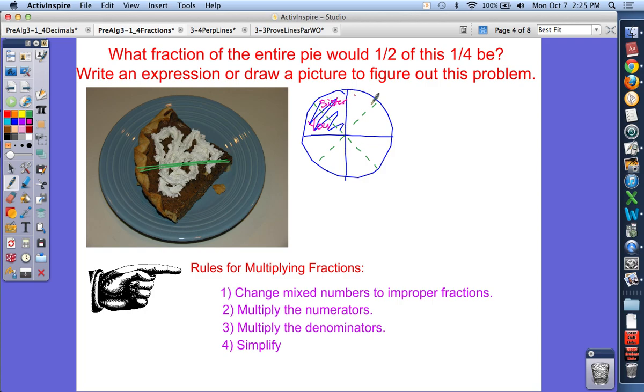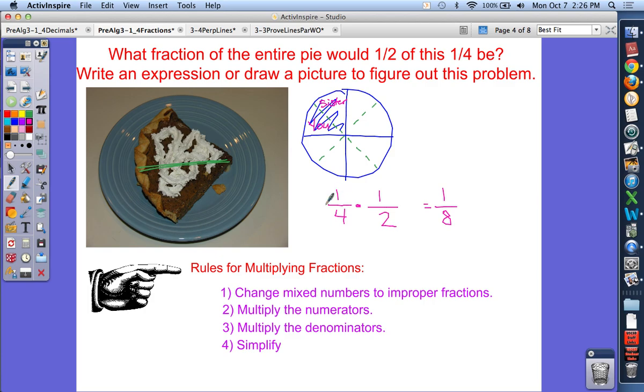Well, you're getting 1 out of the 8 slices. Where did that come from? It came from 1/4 of the pie that you started with, and you're getting half of it, or you're multiplying. So how do we get this 1/8? Well, here are the rules for multiplying, and I know this example isn't in your notes, but I just wanted to show it to you. Copy down the rules here.